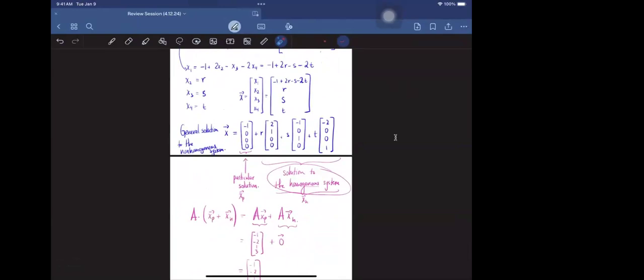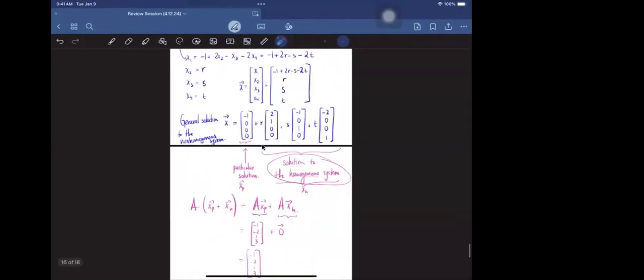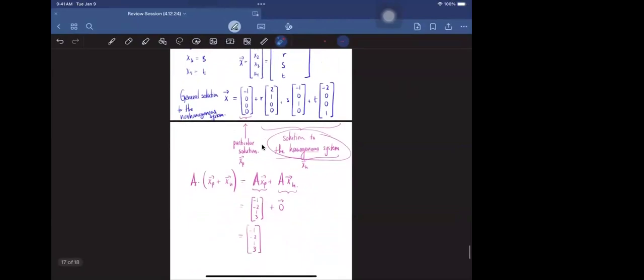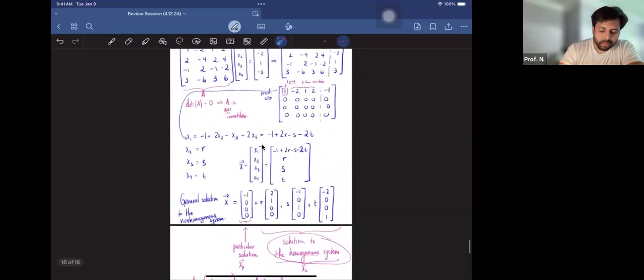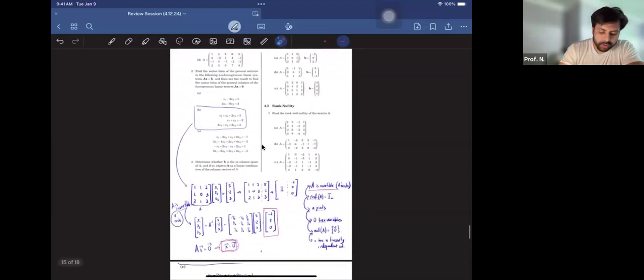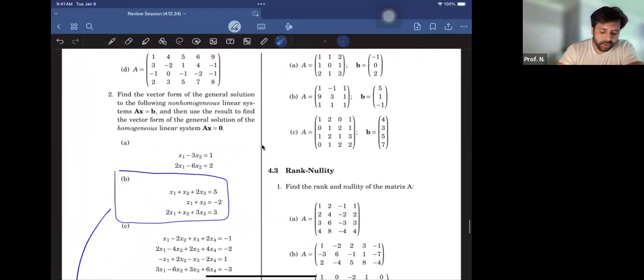So if I can ask a quick question, so the particular solution would be the general non-homogeneous solution, whereas over on the other side is the homogeneous system solution? Okay, so it's a good question. Again, what are we looking for? We're looking for the vector form of the general solution of the homogeneous system.